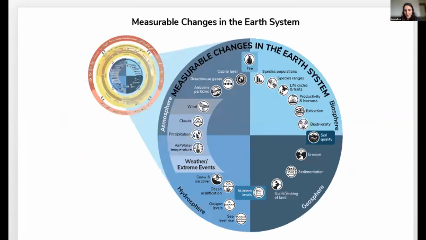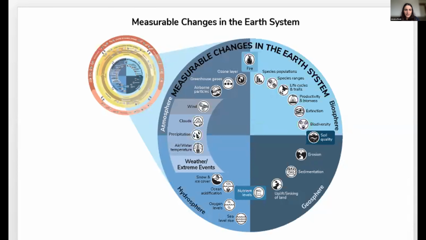So if we want to turn to our biosphere and our geosphere, we can think about things in the biosphere like species ranges or species populations. The biosphere is what burns, right? And these wildfires that we're hearing about all over. We can look at biodiversity. We can think about soil quality, erosion, sedimentation, uplift and sinking of land, right? These are processes in our geosphere.